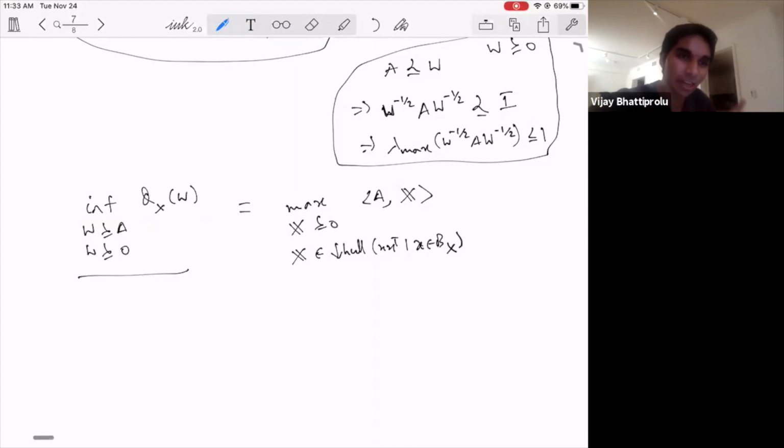And so somehow the left-hand side quantity is actually saying, okay, what is the best PSD matrix that dominates A? Because every PSD matrix that dominates A gives some upper bound on the quadratic maximum of A. We're saying if I take the infimum over all PSD matrices dominating A, somehow this is a good approximation to the quadratic maximum.